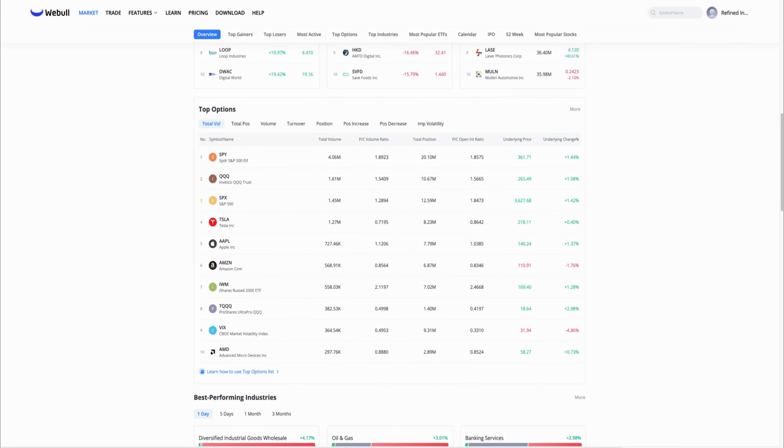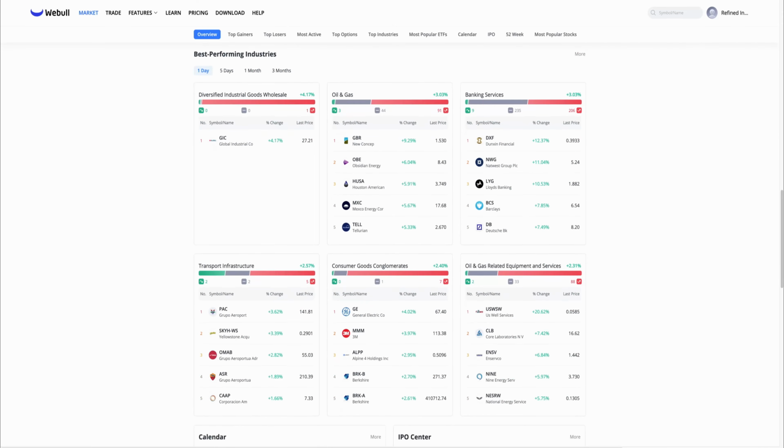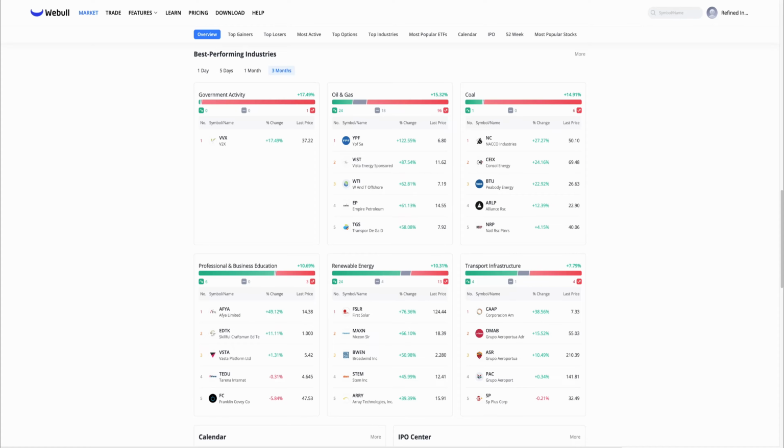The oldest and greatest ETF, SPY, is leading the way today in volume, followed by the triple Qs, SPX, and Tesla. You have more options here, such as total position, volume, turnover, position, and so on. Scrolling even further, we can see the best performing industries for the day, month, or 3 months. If I pick 3 months, we can see that the oil and gas industries are performing exceptionally well in these markets, as well as renewable energy. And to be honest, with what is going on currently in the world, that makes absolute sense.